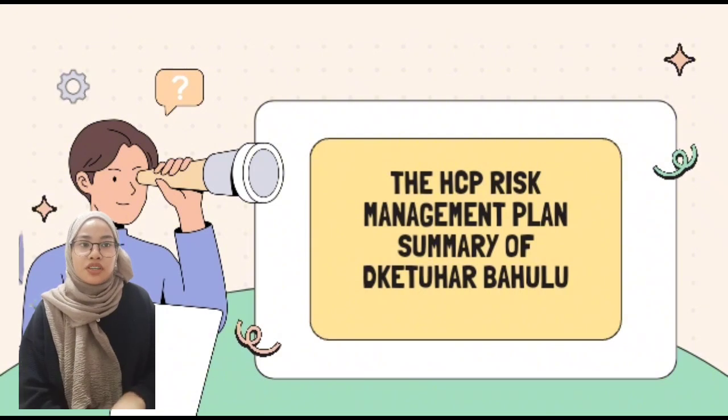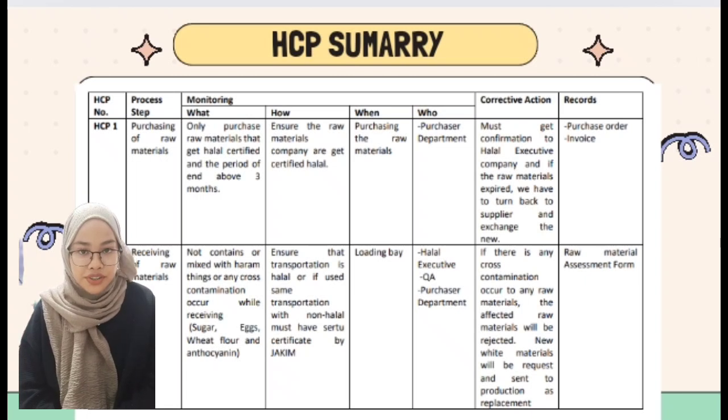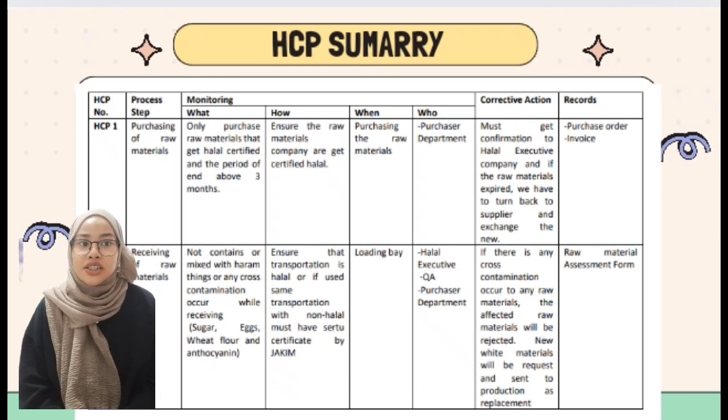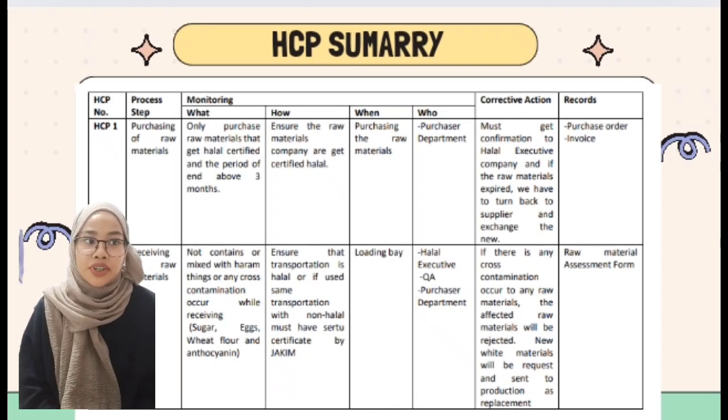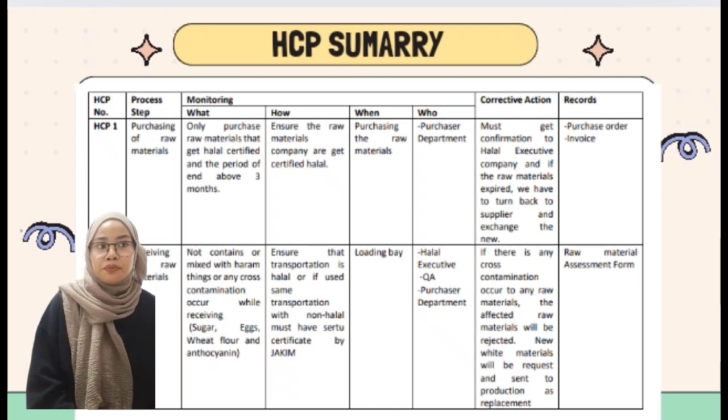So for HCP summary, HCP1, process step purchasing of raw material. Only purchase raw material that is halal certified and with a period of above 3 months. How? Ensure the raw material companies are certified halal. When purchasing the raw material, who? Purchaser department. Corrective action, must get confirmation from the halal executive of the company, and if the raw material is expired, we have to turn it back to the supplier and request a new one. Record, purchase order and invoice.